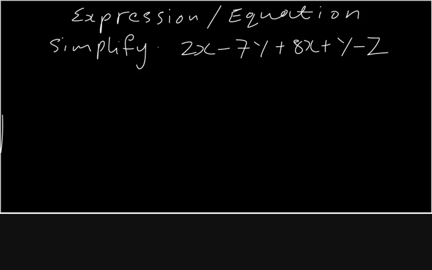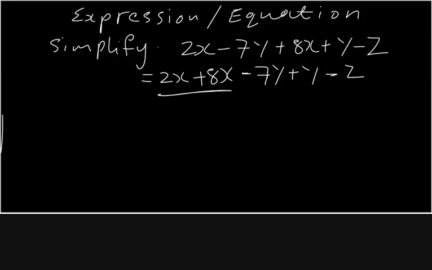For example, look at this now. What are the like terms? 2x and 8x, so I can bring them together: 2x plus 8x. And I bring the y terms together: minus 7y, then plus y. Then I have my minus c here. These are like terms, so I can bundle them together. 2x plus 8x is going to be equal to 10x, minus 7y plus y.